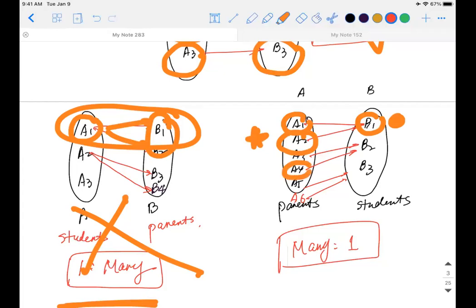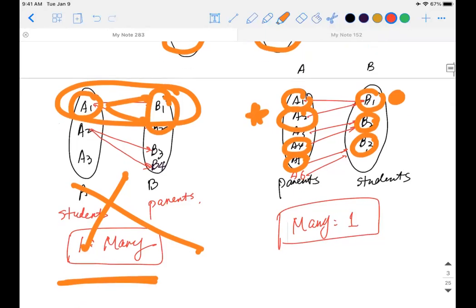As long as you give me an A, I will be able to find a B. I don't really care how many A's are mapping to the same B, but according to our definition, you give me one A, I give you one B. Voila. So therefore, that is also a definition of a function.